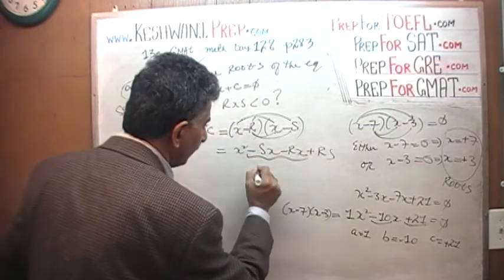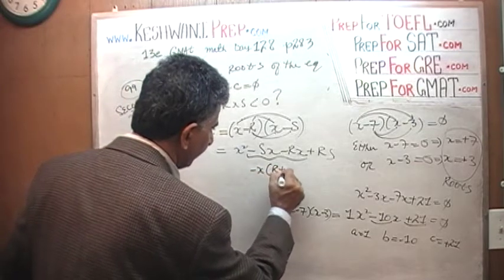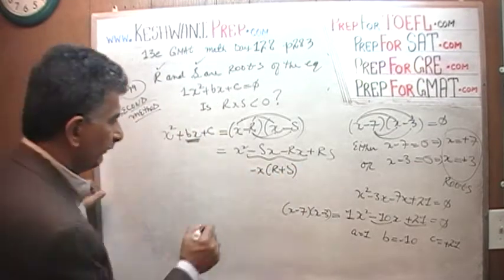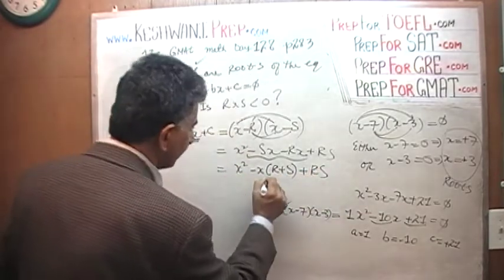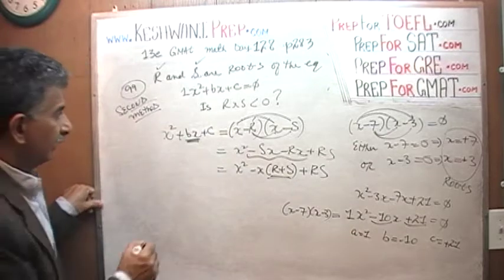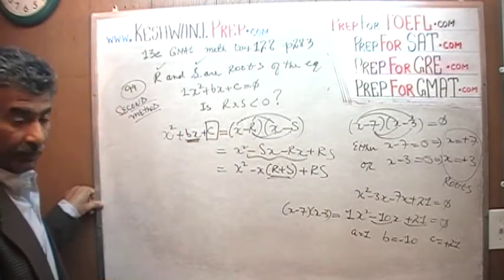This part here, if you were to take out the negative x, you'll end up with r plus s, and here we have x squared and then rs. But we are not interested in this part. What we are interested in is the value of c. Or rather, what we are interested in, I'll take it back.